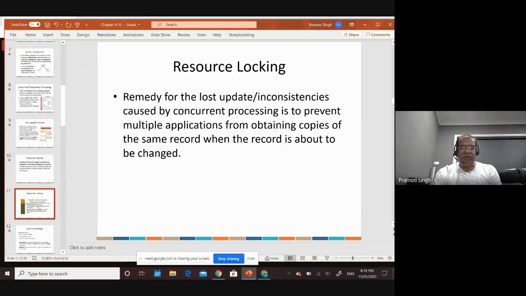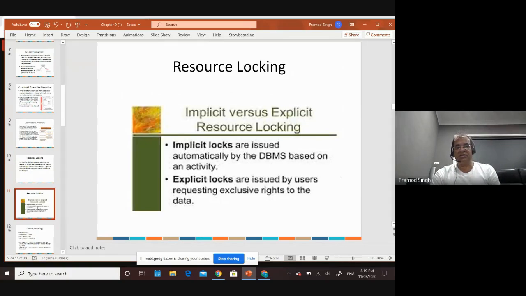So there are two ways of doing locking. The first way is implicit locking. Implicit locking is done by the database management system automatically, and explicit locking is done by the user by requesting that I have taken this particular record and I'm going to do some modification in that record. So we normally fire one statement, one kind of command, to lock that particular record so that other processes or other applications should not be able to take it. So to avoid that, explicit locking is also done.